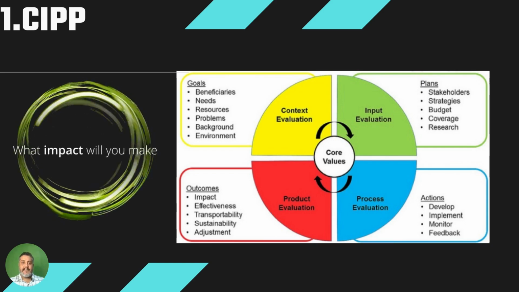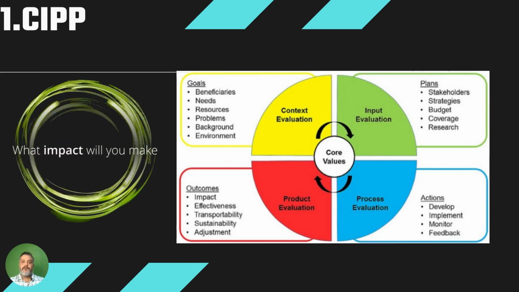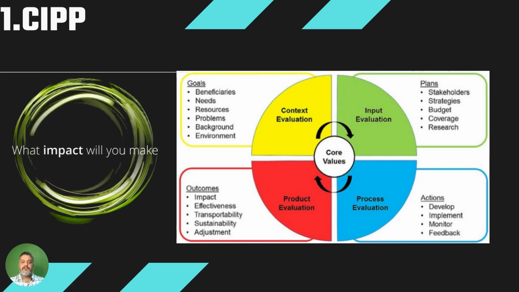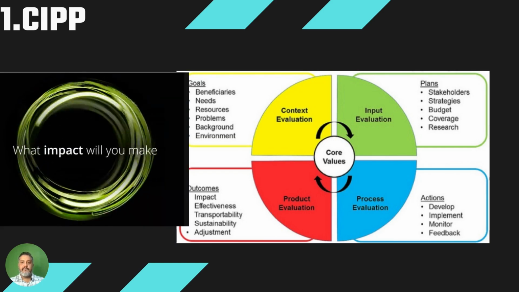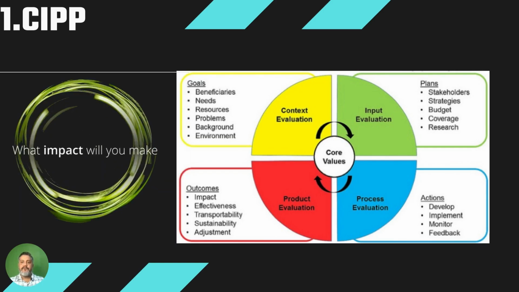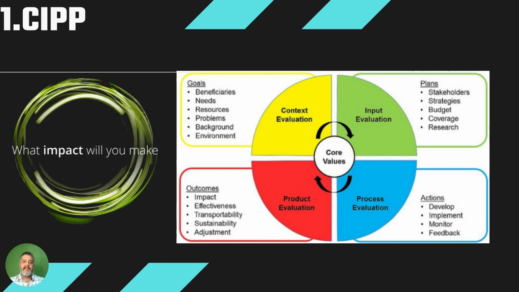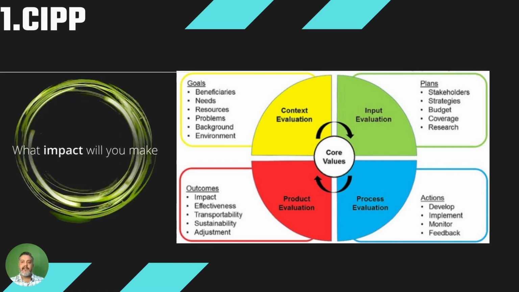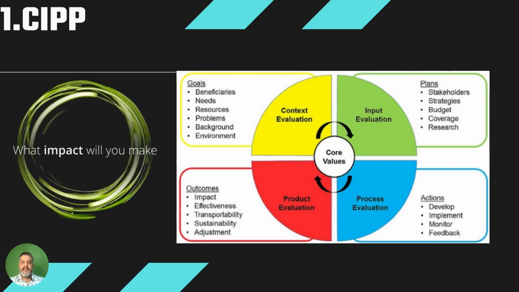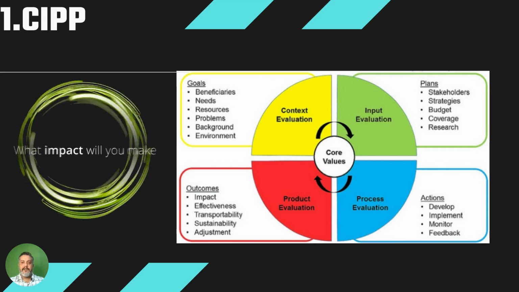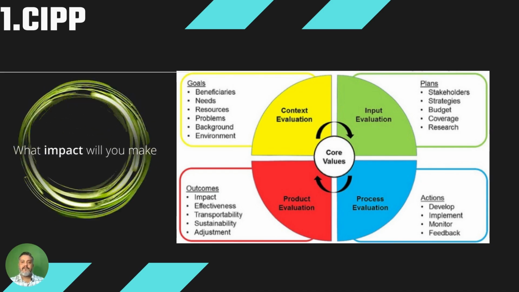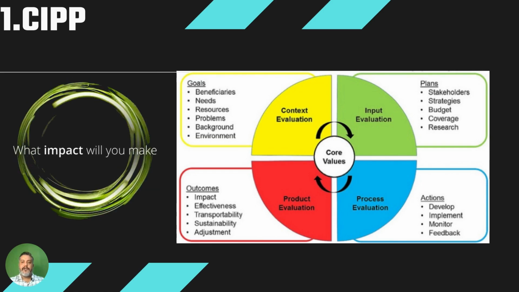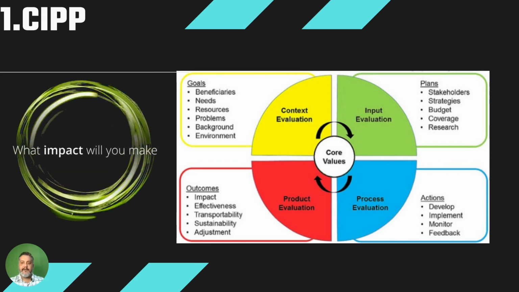Once the goals are assessed, evaluators can move into the input evaluation stage of the model. During the input evaluation stage, review focuses on identifying the key stakeholders and examining the program budget. This stage also collects information about planning and strategies for implementation, including human resources and timeline.